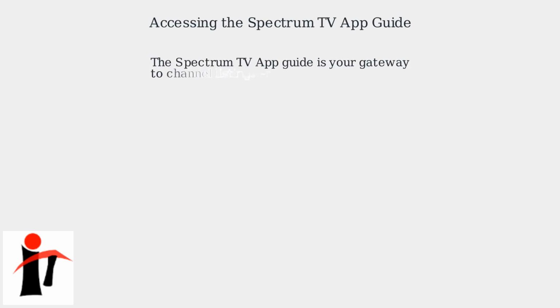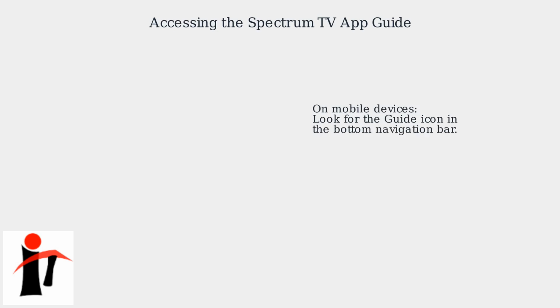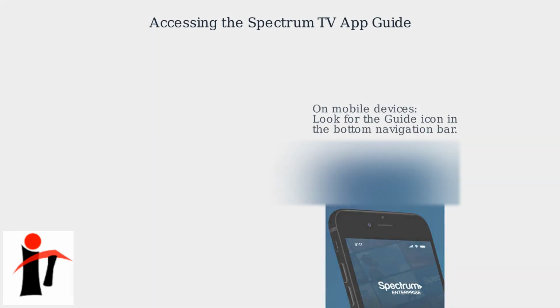The Spectrum TV app guide is your gateway to channel listings and on-demand content. To access it, locate the guide icon within the app's main menu. This icon is typically represented by a grid or list symbol. On mobile devices, the guide icon is usually found in the bottom navigation bar. Tap it to open the guide.